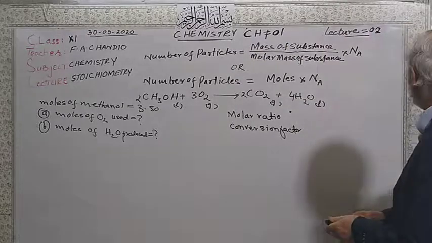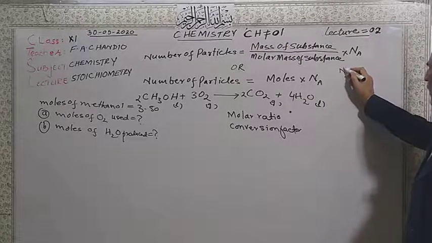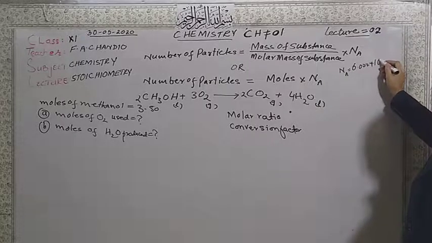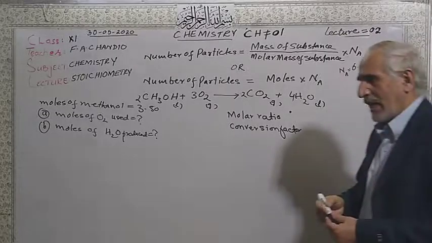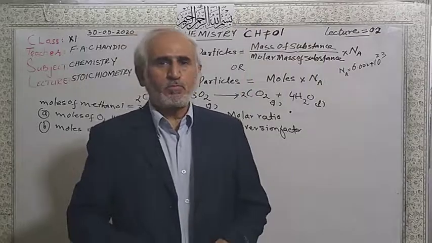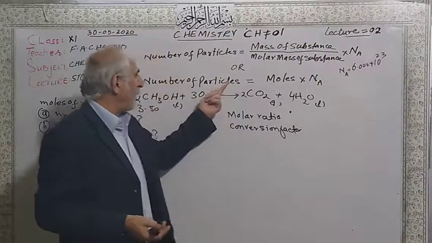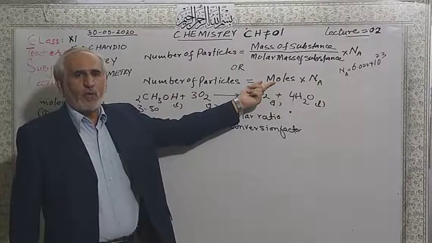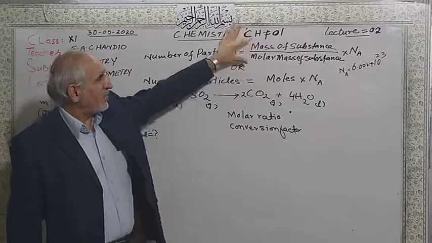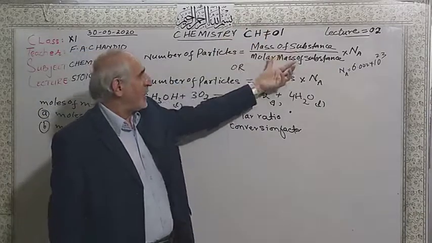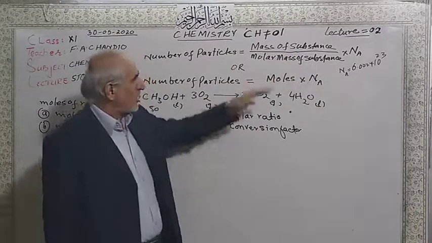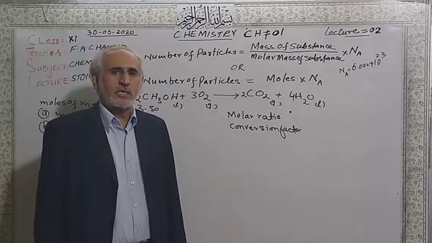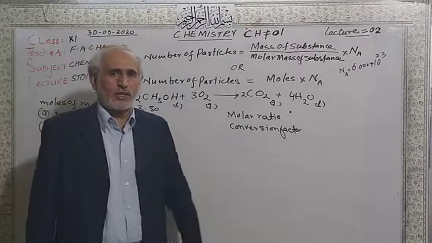Avogadro's number is constant, so this constant Na is equal to 6.022 into 10 raised to power 23. This is the Avogadro's number, which is a constant quantity. If you use this formula, then you first have to calculate number of moles. The formula of number of moles is mass of substance divided by molar mass of the substance. Multiplied by Avogadro's number, you calculate the number of particles. So these are two formulas you can use for the calculation.